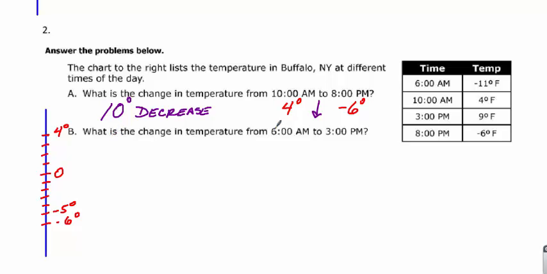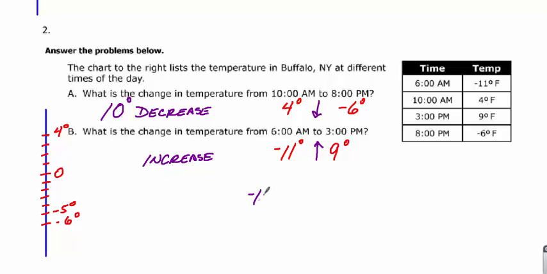How about from 6 a.m. to 3 p.m.? Well, 6 a.m. was 11 degrees below 0. 3 p.m. was 9 degrees above 0. So the temperature got warmer. It went up. That's an increase. How much did it go up?